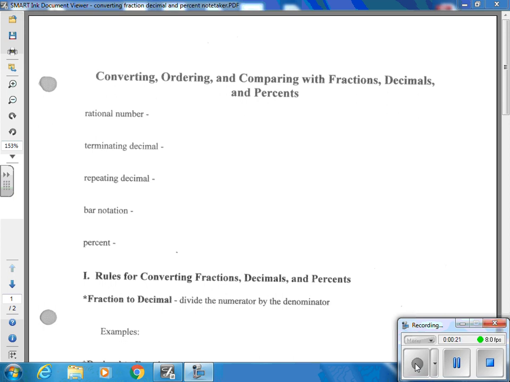You'll notice that in this note taker, some of the directions are already written down, and then we'll talk through the examples together. Other times we'll have to write certain things down. All right, so to go ahead and start off, we've already gone over the real number system, but let's just recap what we need to know. A rational number is any number that can be written as a fraction.